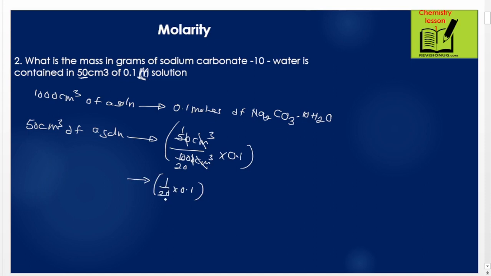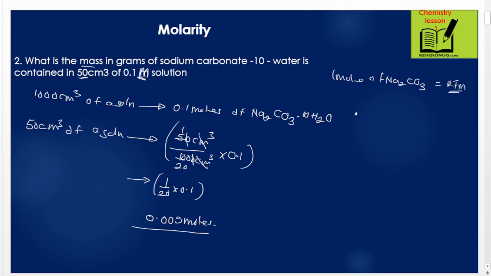So on our calculator here, it is 1 divided by 20, then multiply it by 0.1, then we are getting 0.005 moles. Then after this, they are telling us that now we convert this one into mass. Our leading statement says 1 mole of a substance, that is now sodium carbonate 10 water, is equivalent to its RFM. Now we don't know its RFM, but we know the formula.